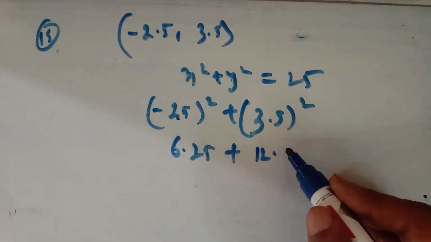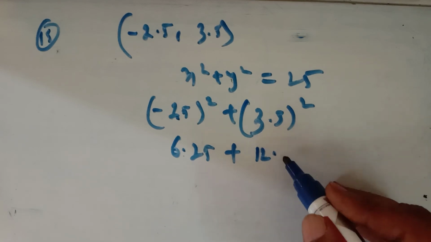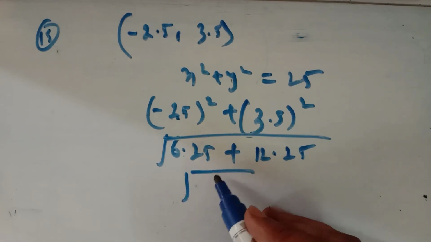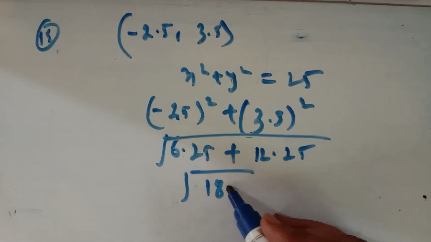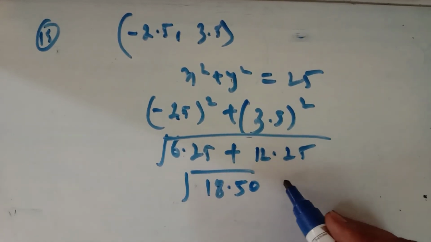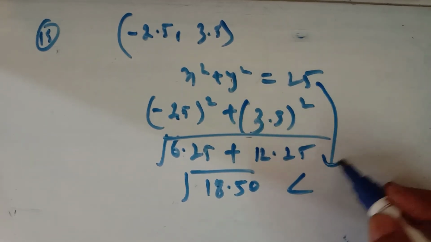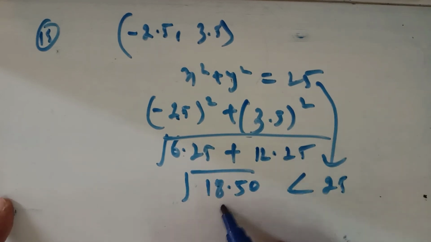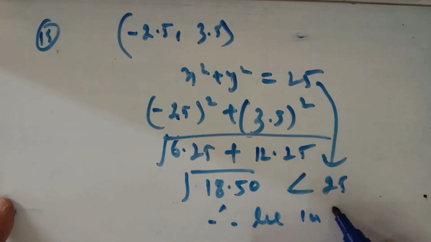If it is coming out to be less than 25, then it will be inside the circle, and if its value is greater than 25, then it will lie outside the circle. Now because this value is less than 25, it will lie inside the circle.